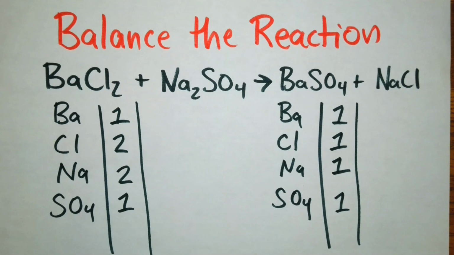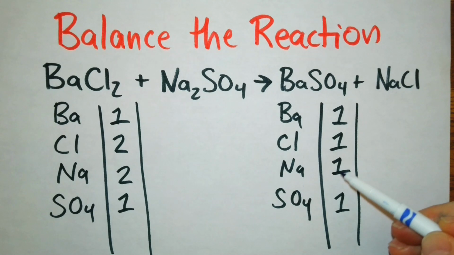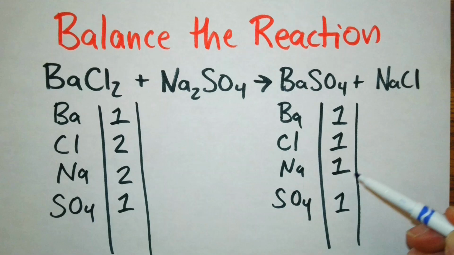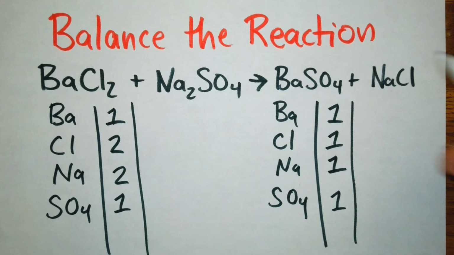Looking at our product side, we'll start with our sodium. There's 2 on the reactants, so we need 2 on the product side. So what number can we multiply times 1 to get 2? Well, of course, that number is 2.